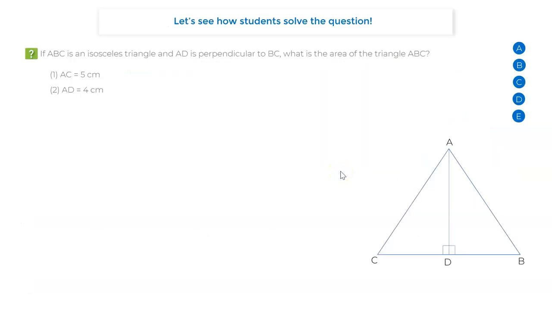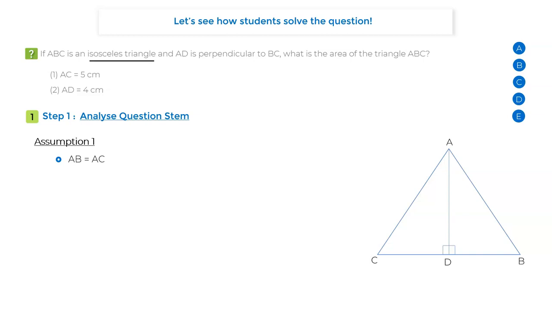Now, in this question, it's given that ABC is an isosceles triangle and AD is perpendicular to BC. And we need to find out the area of the triangle ABC. Obviously, what you need to do is, after looking at this question, ask yourself a few questions. But assuming that a student who makes these kinds of mistakes is solving, once he reads that ABC is an isosceles triangle and looks at the given diagram, there's a high chance that he will make the first assumption without even realizing it.